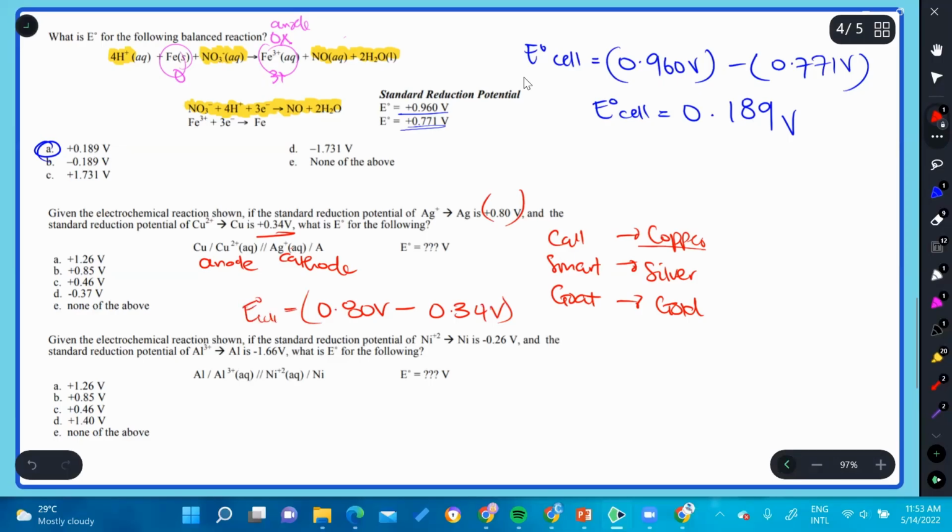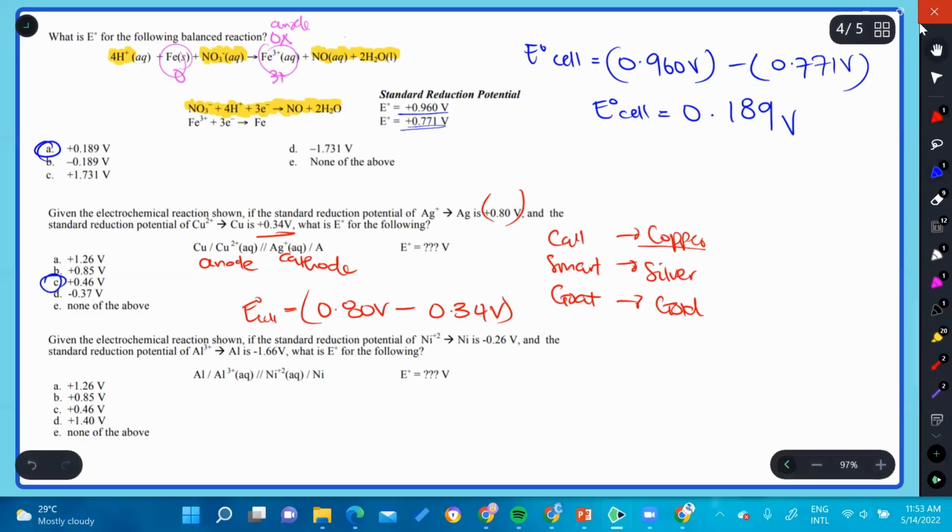And I got the E naught value to be 0.80 minus 0.34, right? I'm saying right, like I can't hear if you respond. I got positive 0.46 volts. So that's the answer for that one.